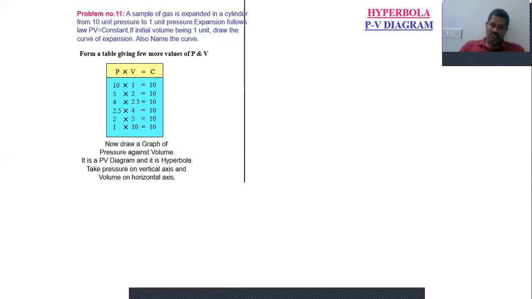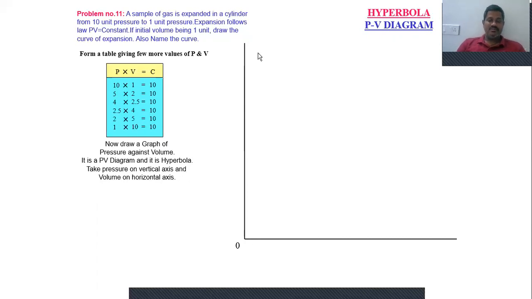So let me draw this also here. Draw a vertical line and a horizontal line. Locate the origin. Then on the vertical axis I am taking pressure, and on the horizontal axis I am taking volume, because it is a PV diagram. Normally in thermodynamics, the vertical axis is the pressure and the horizontal axis is the volume. Take the units, 1 unit like this, and on the vertical axis also take units and plot the values. If P value is 10, V value is 1. If P value is 5, V value is 2.